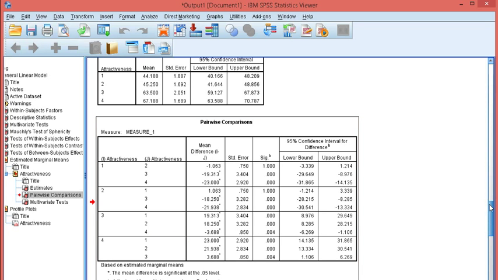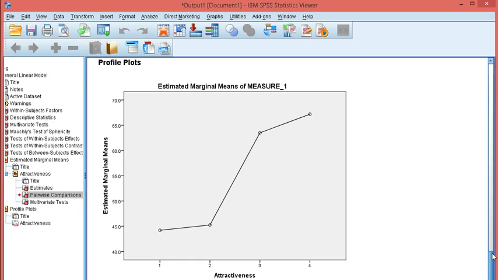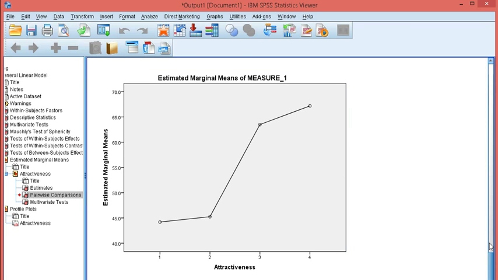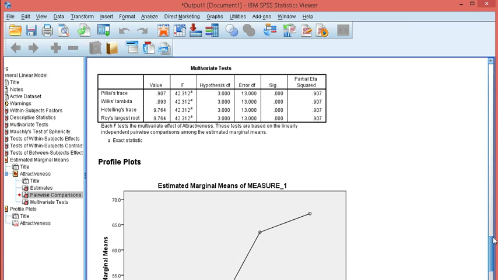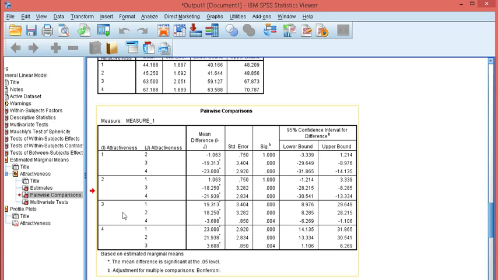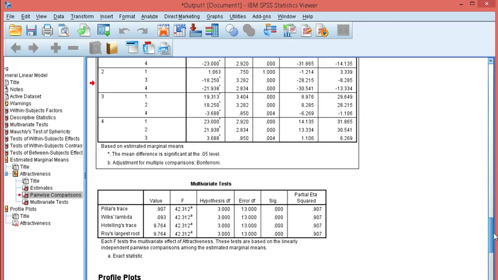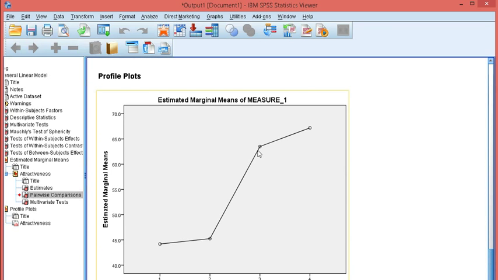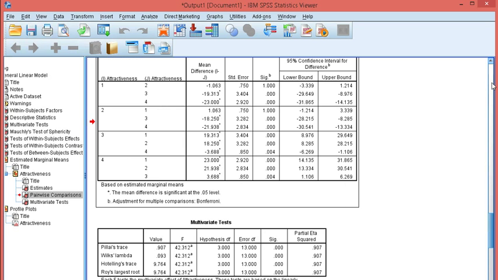So there is also a significant difference. Sorry, let me double check that. 3 and 4, significant. So there's also a difference between this mean and this mean. So that's it. That's how you perform repeated measures ANOVA using SPSS. I hope it's helpful.